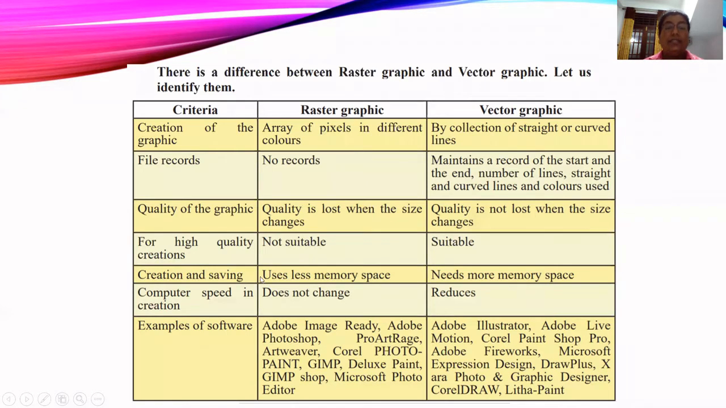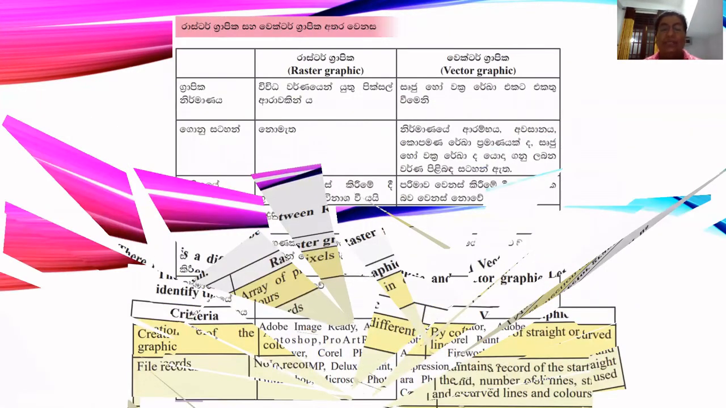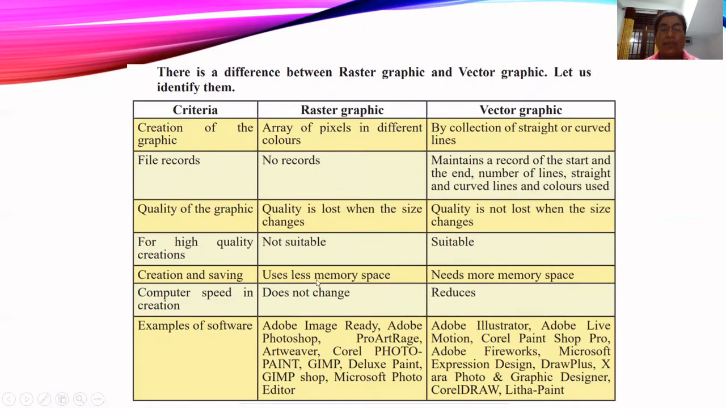Creation and saving use less memory space because the raster graphic has less capacity, right? Because of the less capacity, it uses less memory. And that means when such images run, they do not change the speed of the computer. But what about the vector graphic? It needs more memory space and it reduces the speed of the computer, right? So you have to think about it like that.